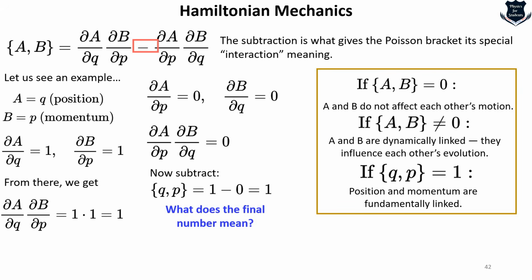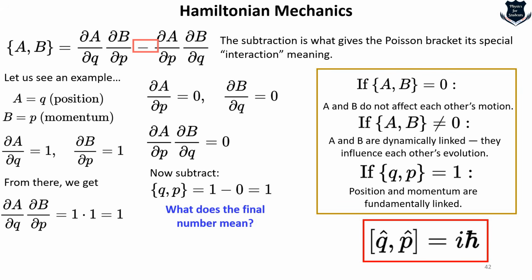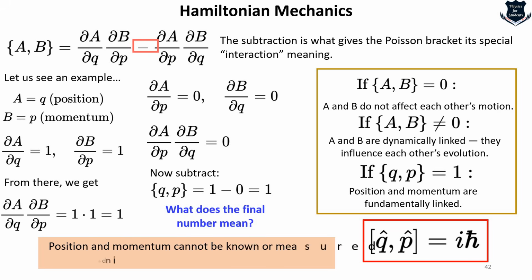Now, when I talk of this being fundamentally linked, this actually leads to a very important equation, this one. And what this tells is that position Q and momentum P cannot be measured independently or cannot be known independently. They are fundamentally linked, which actually brings us to quantum mechanics.